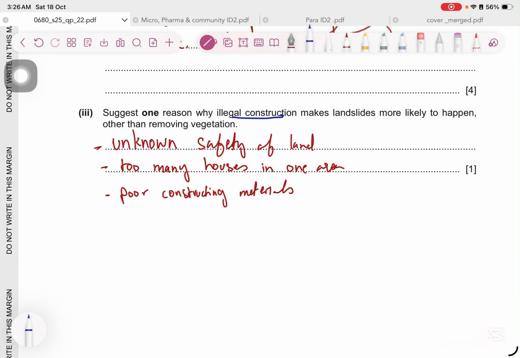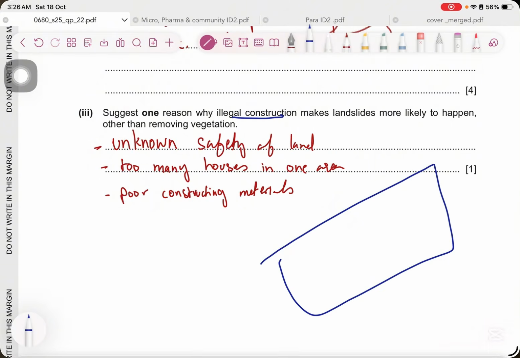Illegal construction, they are shanty, okay? Too many houses in one area, because it's illegal, of course. So you got many houses here, and they're all made of poor materials, okay? Poor constructing materials. And there's no safety at all in the land. They don't care if that house is going to topple over the other or not. They don't care if the roads are constructed properly or not. They just want to live, okay?